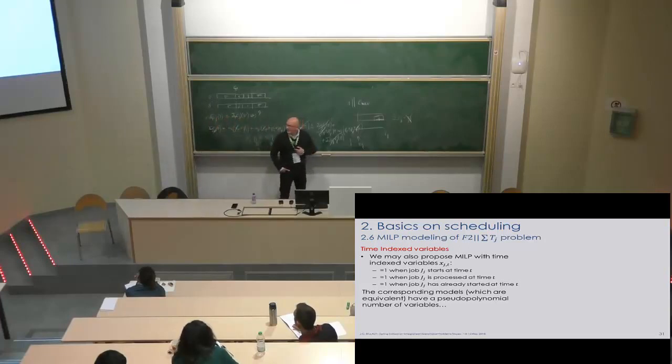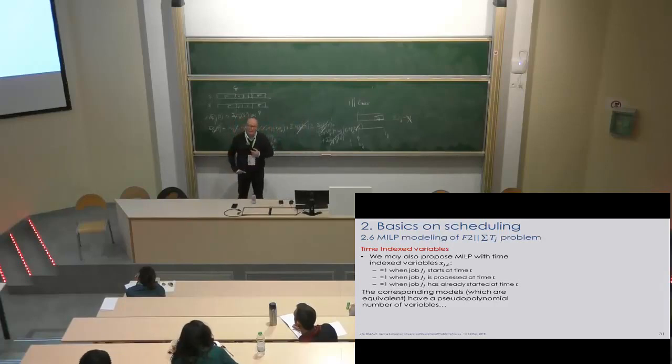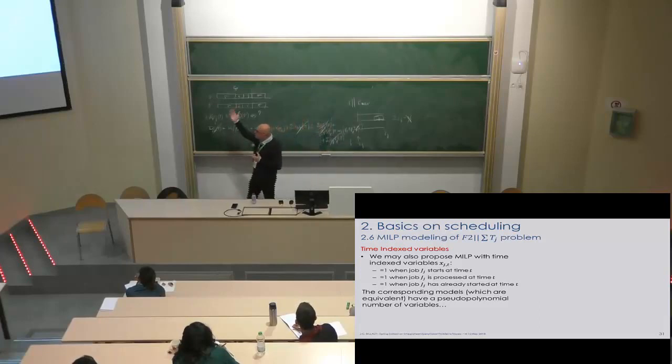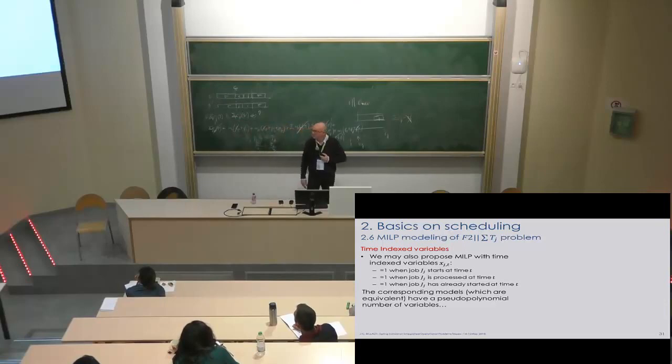And in fact, these models have a pseudo-polynomial number of variables because it depends on t. T is a time index, which depends on the maximum completion time, which depends on the processing times of the jobs. So if you have huge processing times, you have a huge number of variables. So most of the time, it leads to not very efficient models.